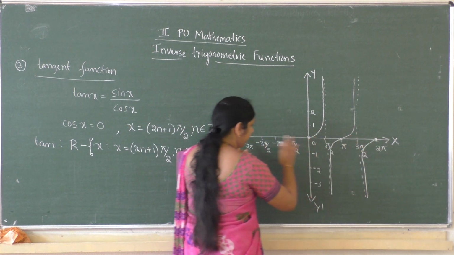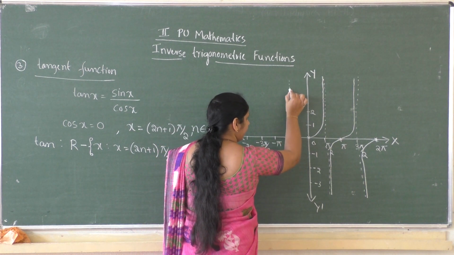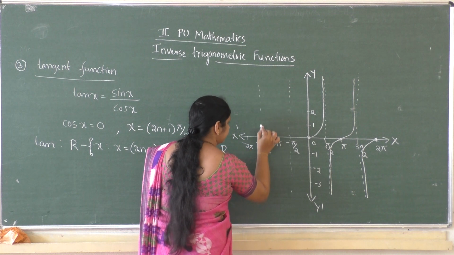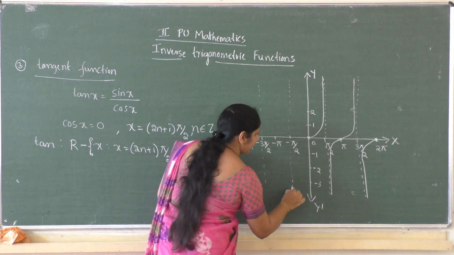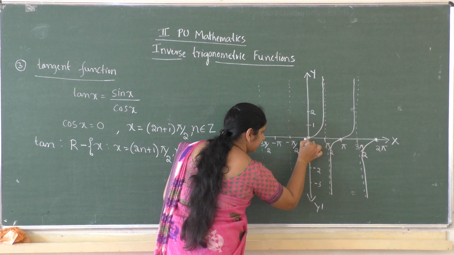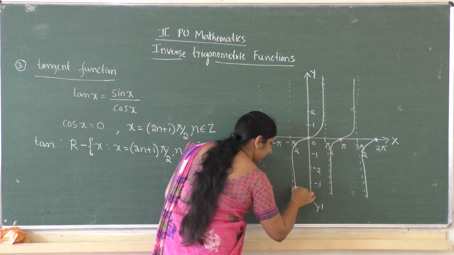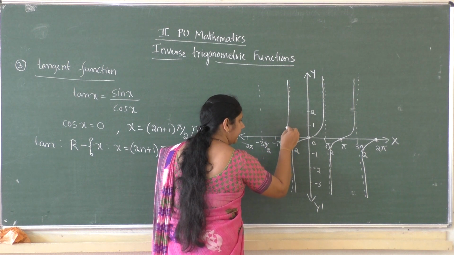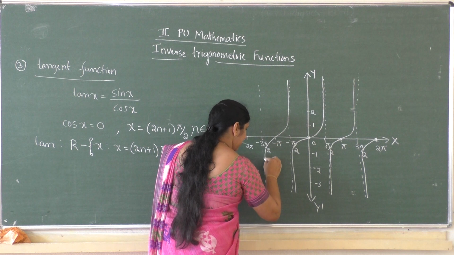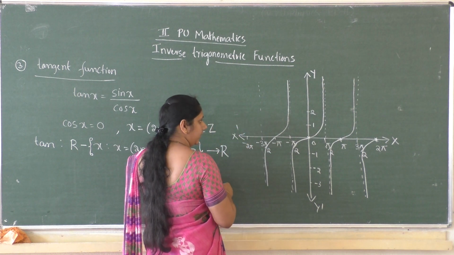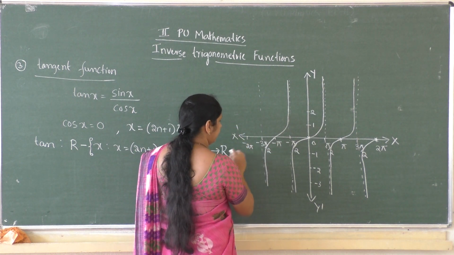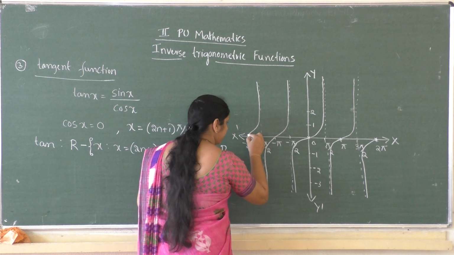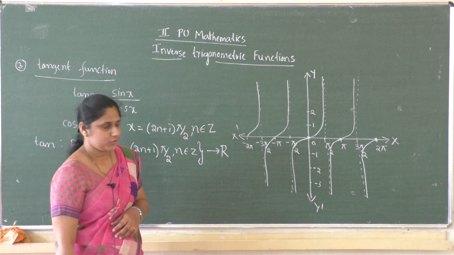The same graph repeats. So do the same on the negative side, and the graph looks like this: from infinity to 0, then down to minus infinity, and here like this. So this is the graph of the tan function.